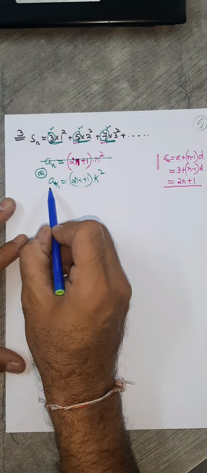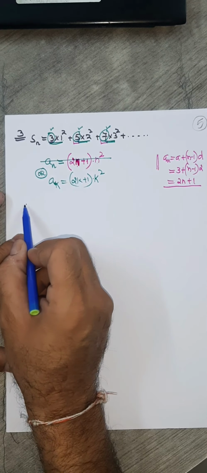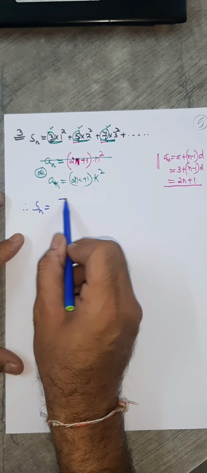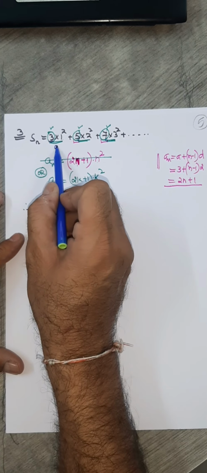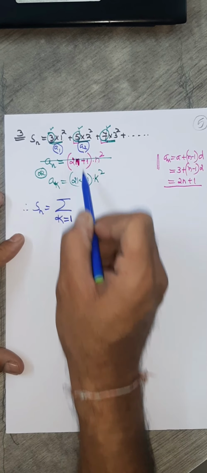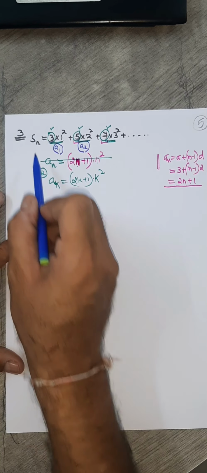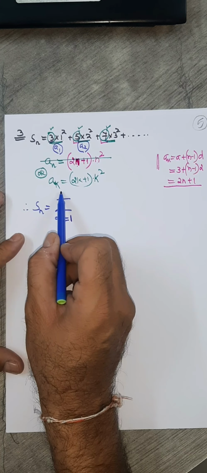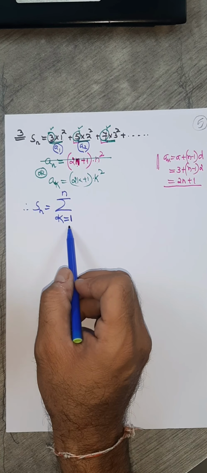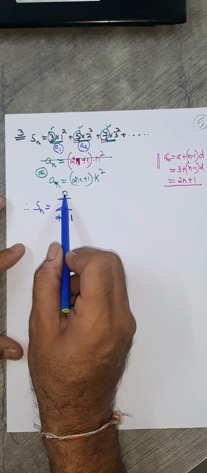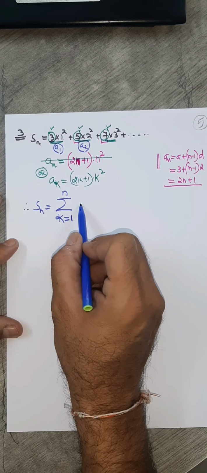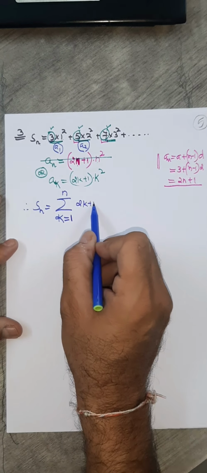Now you got the kth term or nth term. Now therefore Sn means what? In front of this you just put the sigma. Sigma always starts from 1 because we always have a1, a2 in sequence and series. So it starts from 1 and it ends at n. Why does it end at n? Because you are asked for the sum of n terms. If I change this question and ask for the sum of 20 terms, then you are going to put 20 here. That will be S20. If I ask for the sum of 10 terms, then you put 10 here, but it starts from 1. AK, what is AK? That is this, 2k plus 1 into k square.